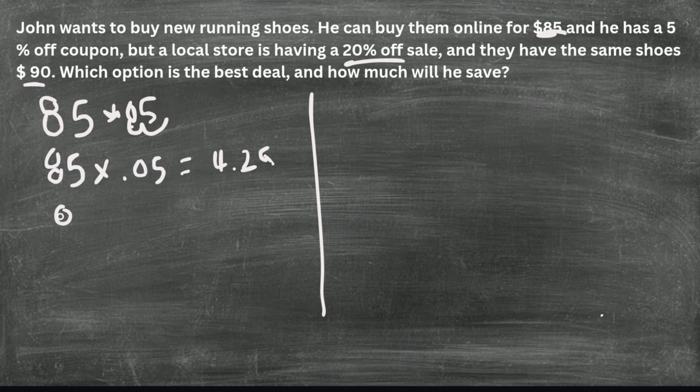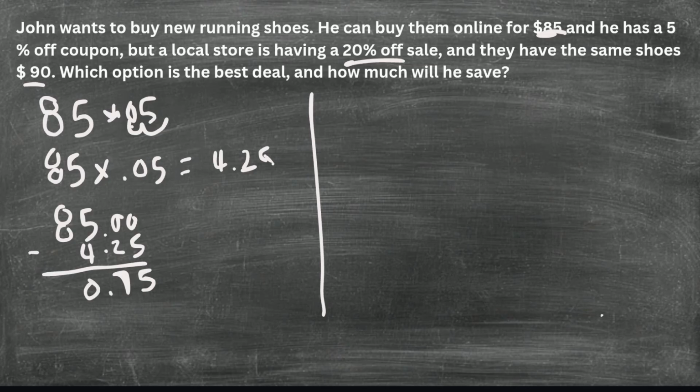So now we just take 85 and we subtract $4.25, and that gives us 5, and then 7, then 0, and then we have 8. So the total price will be $80.75.